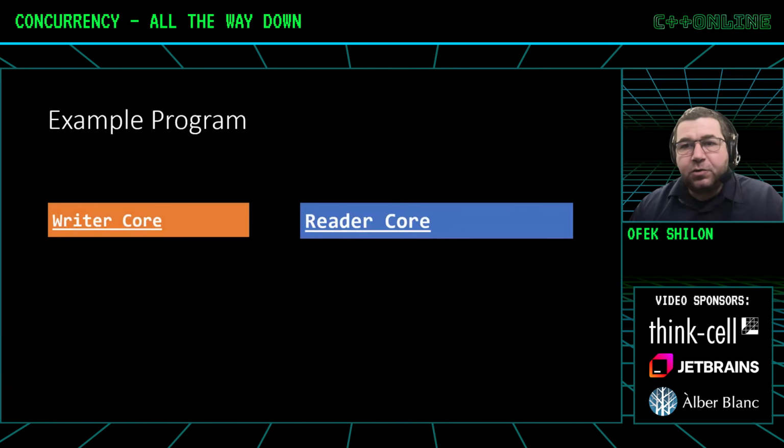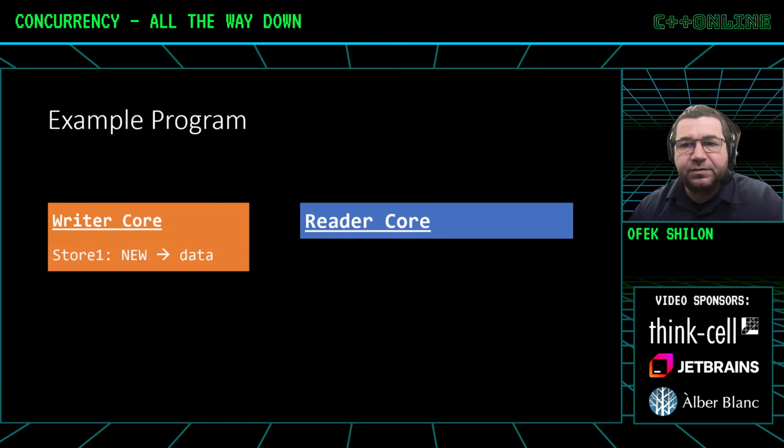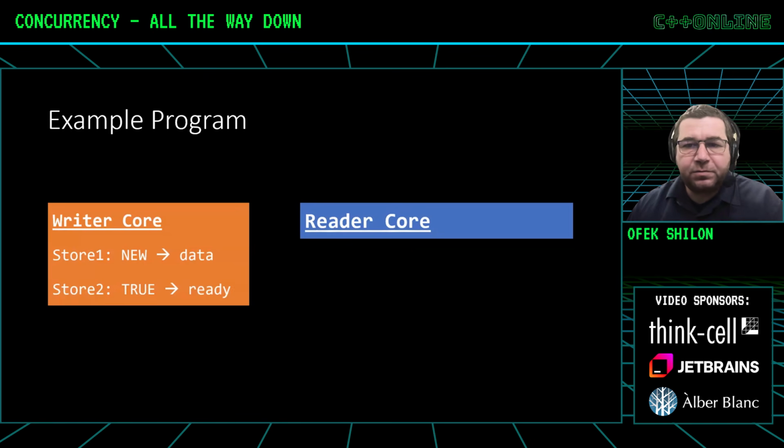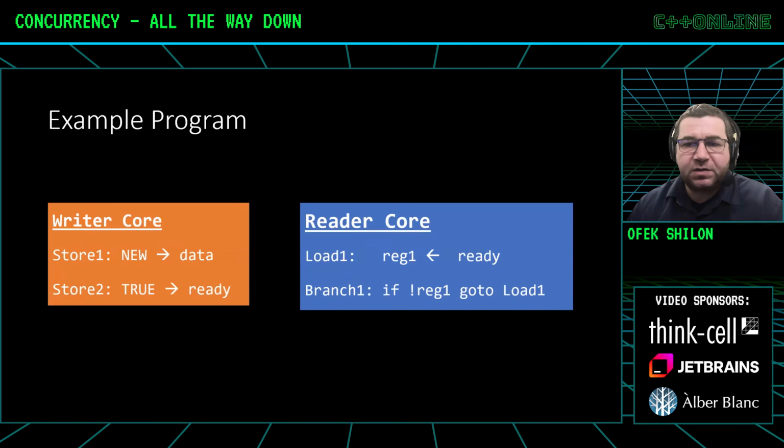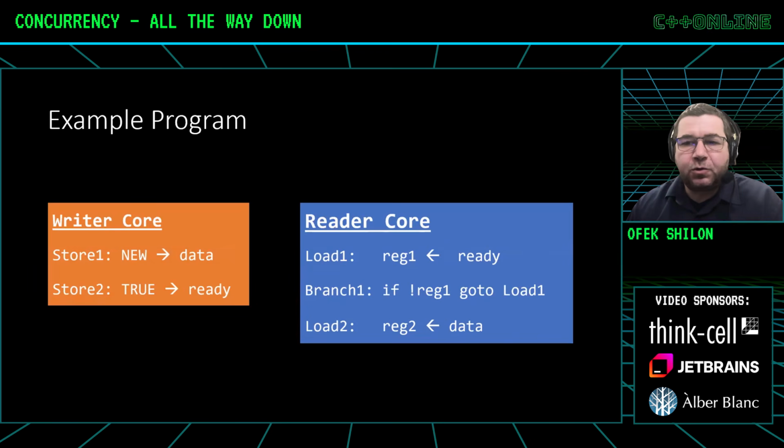So first, let us go over a toy concurrent program in pseudo-assembly that can demonstrate a few interesting phenomena. One, writer core writes the value new into a memory address called data, that is the variable data. After that, it writes the value true into a variable called ready. In parallel, a reader core loads ready into the register reg1, then checks its value, and if it's false, returns to loading ready. When the reader core exits this loop, that is when it read a ready value of true, it loads data into a different register, reg2.